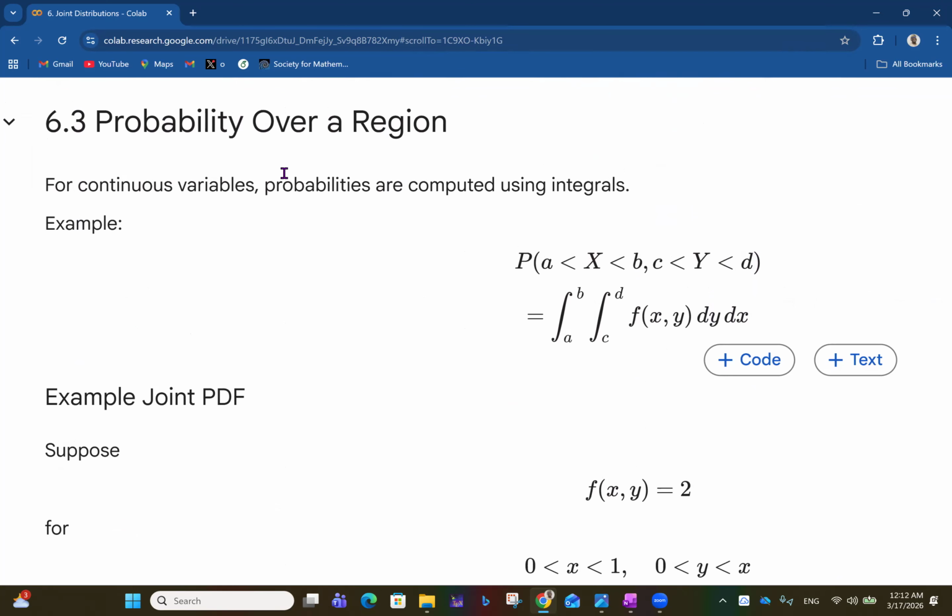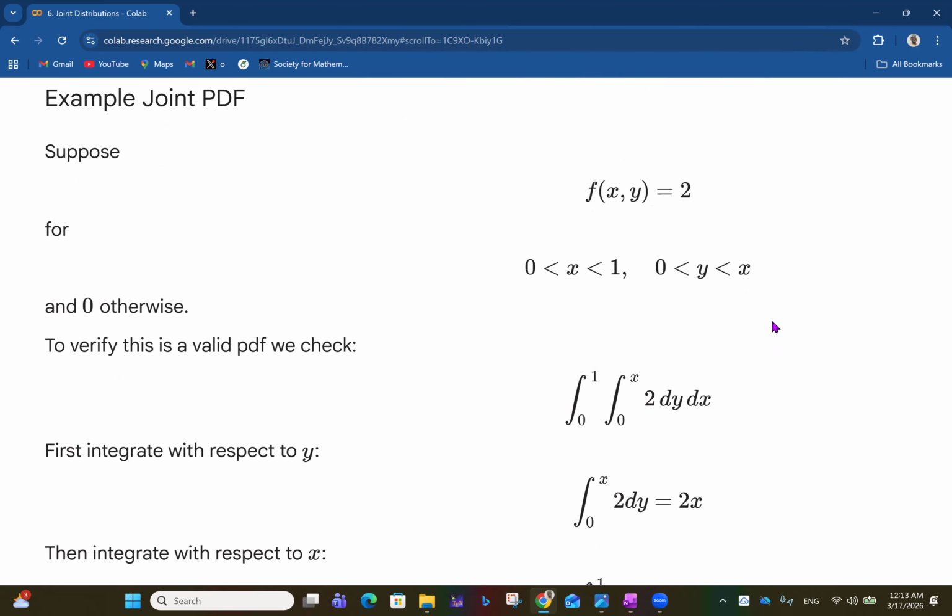For continuous variables, probabilities are computed using integrals. Example: you want to calculate the probability that x lies between a and b and y lies between c and d. In that case, that will be equal to the integral from a to b, integral from c to d of f of x, y dy dx. So we have an example here now.